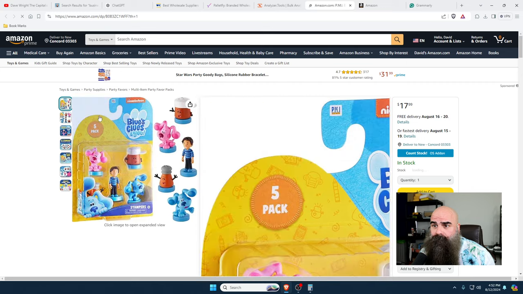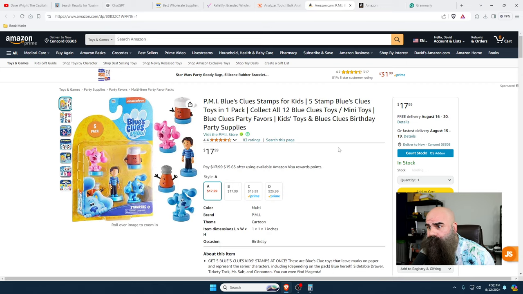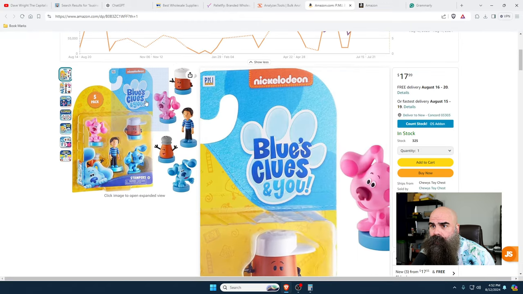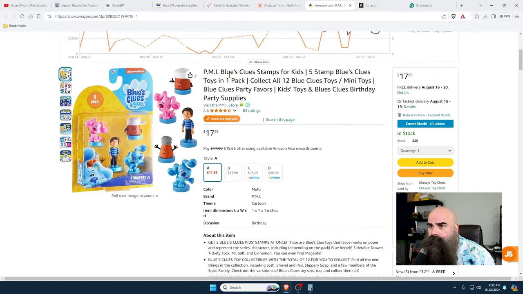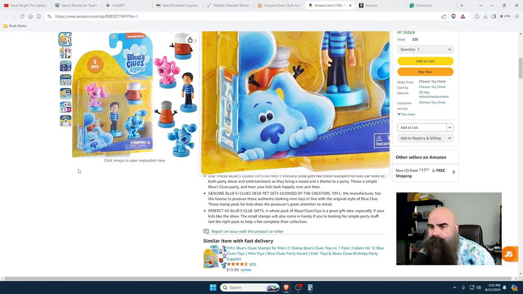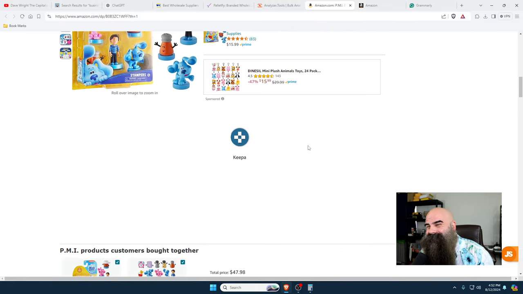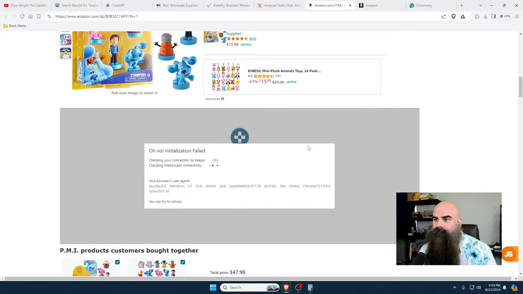So here we go. We got a toy here, Blue's Clues. Four variations. This particular one, they sell 78 a month overall. So let's go down to the variations here and see how popular this particular variation is on this Blue's Clues toy. Blue's Clues, come on, Keepa.